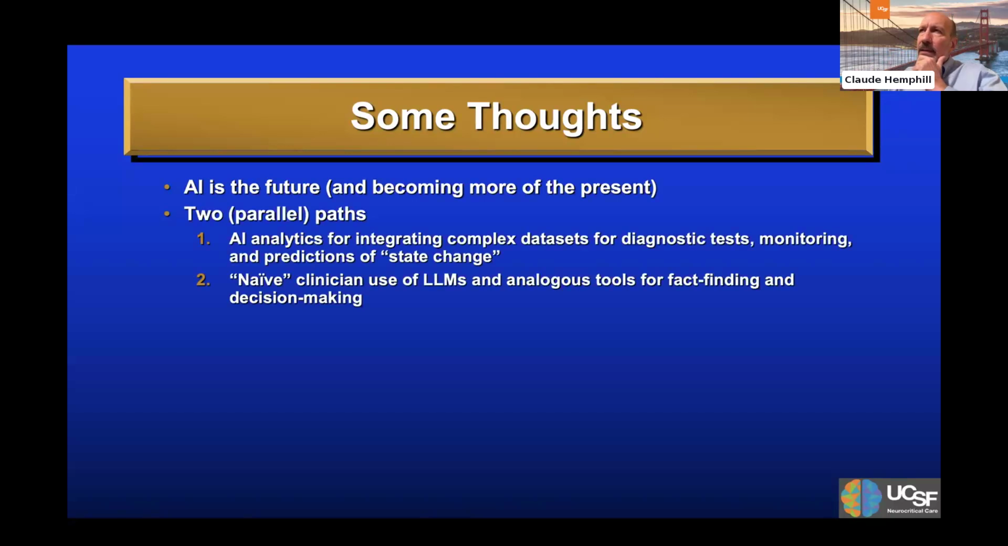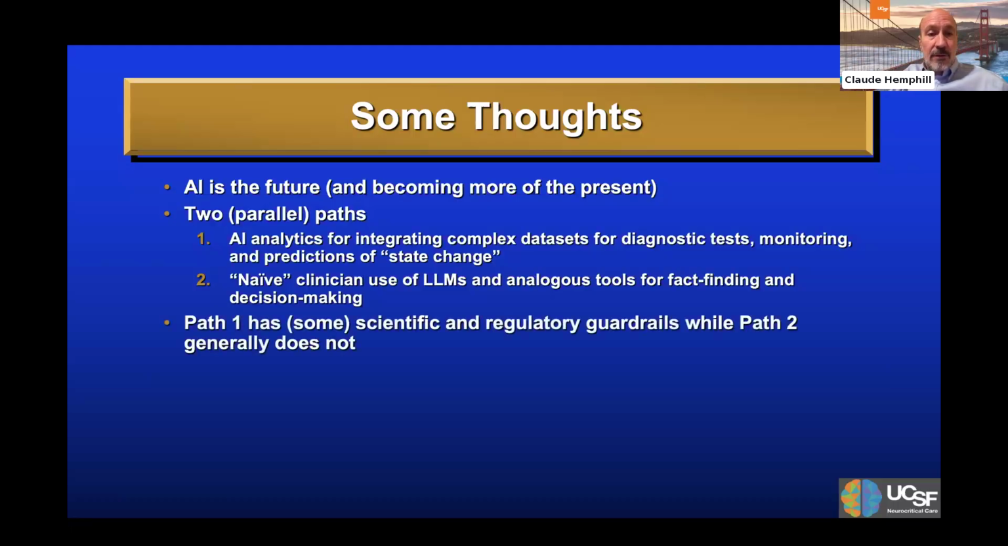And by naive, I don't mean naive in the sense of not understanding, but naive in the sense that they are really just end users and they want to use the tools. So naive use of LLMs and analogous tools for fact finding, looking up things like the ciliospinal reflex, or decision making, this conversational aspect that relates to how we decide what to do.